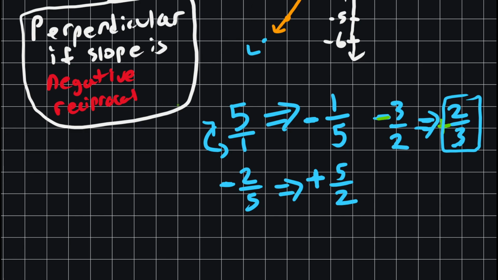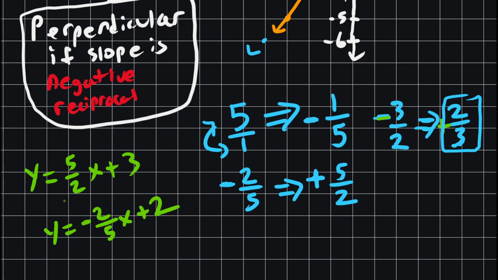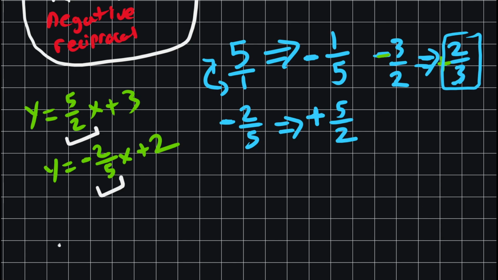So let's say we had y equals 5 over 2x plus 3, and y equals negative 2 over 5x plus 2. So take a look at their slopes. These are negative reciprocals of each other. The negative reciprocal of 5 over 2 is negative 2 over 5. Therefore, these two lines are perpendicular. They are perpendicular to each other.